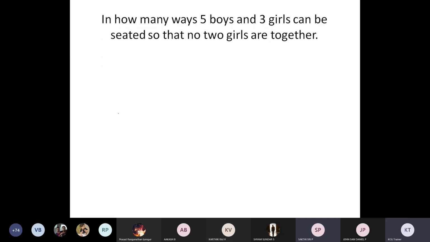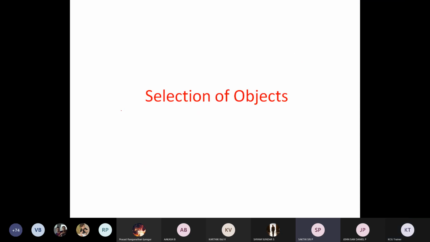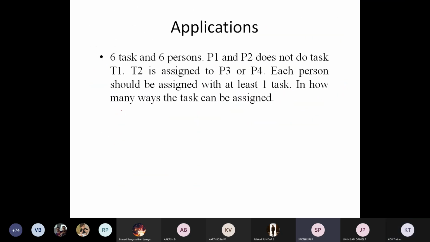What type of questions will you get in applications? First one, 6 tasks and 6 persons. There are 6 tasks, 6 persons. Now, the first statement would be enough to tell you whether it is permutation or combination. What do you mean by task? Task comes into one category. People come into one category. So this problem has two different categories. One is task, one is persons. Tell me, is it permutation or combination?